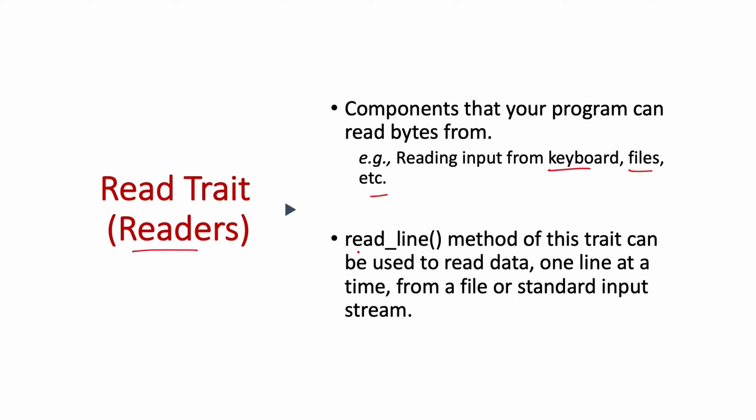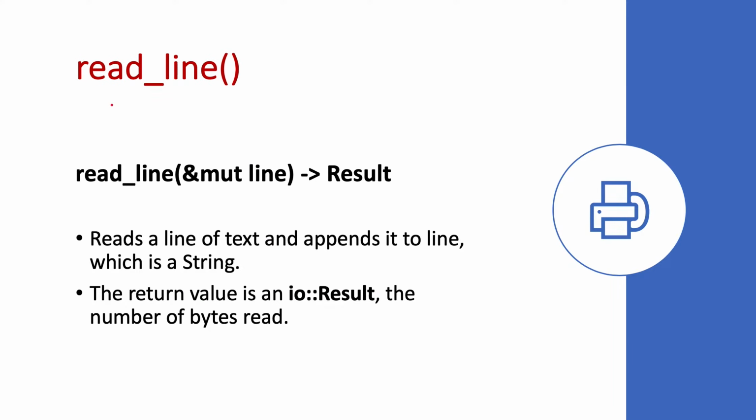And there is a read_line method of this trait. This can be used to read data one line at a time from a file or a standard input stream. Now let's see a little bit about the read_line function.